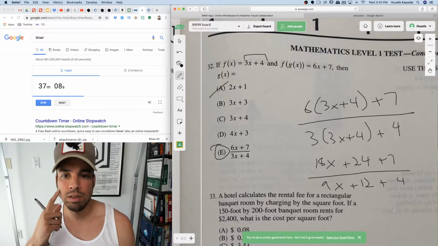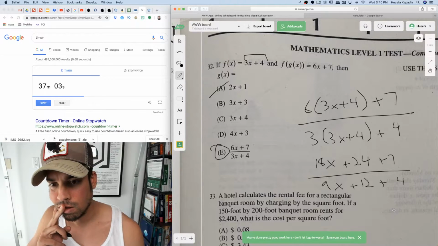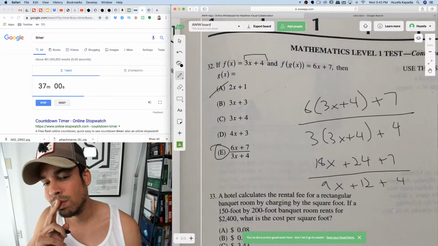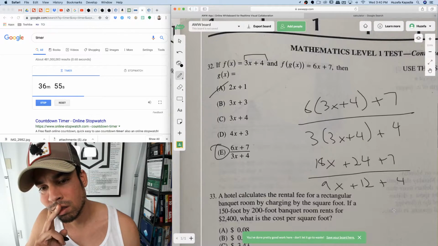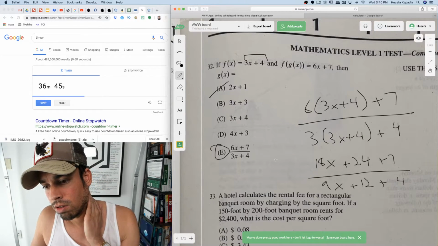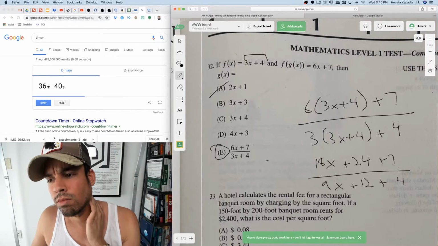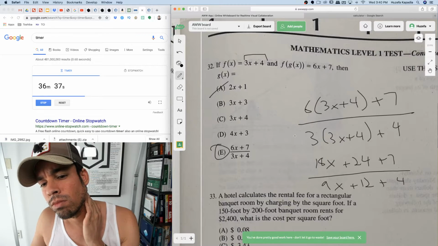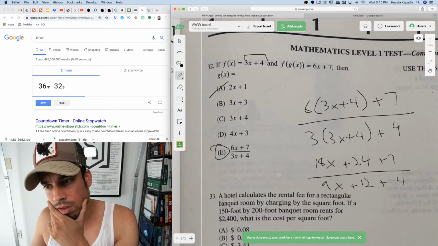Wait, this doesn't make any sense. Hold on. It should be 2x minus 1. 12x. 12x was 16. Hold on a second. This is confusing. Uh-oh. I'm confused.